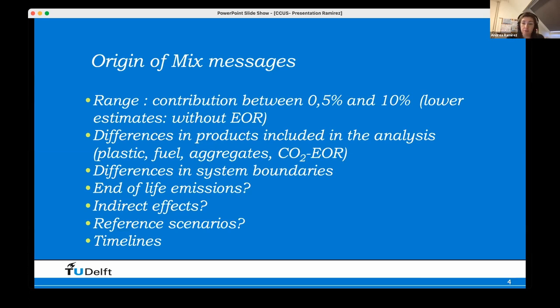There is a difference in the products that are included in such analysis. There is a difference in what you include in the analysis and what you leave out, what we call the system boundaries, whether or not you are including the end-of-life emissions, whether indirect effects are accounted for in the results. What are you comparing it to? What are you displacing? What is the timeline of displacement? And how has CO2 evolved over time? And whether you are capturing or capturing carbon debt in the case of bio-CCU concepts, or even an increased amount of CO2 uptake from the atmosphere in some of the carbonation concepts.